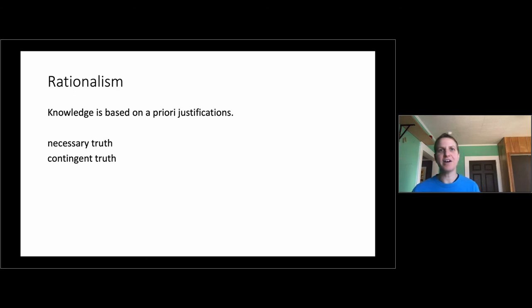Okay, another pair of concepts in order to understand rationalism is these notions of necessary and contingent truth. So a necessary truth has to be true. It's going to be true no matter what actually comes to be in the world, or no matter how the actual world is turning out.